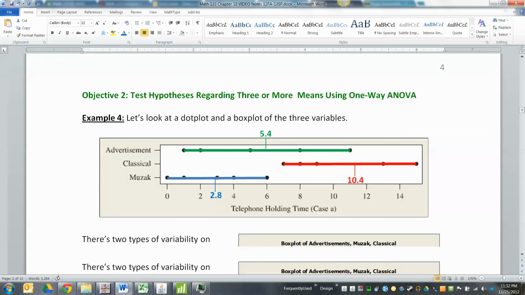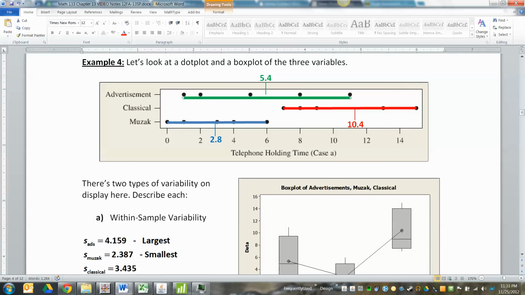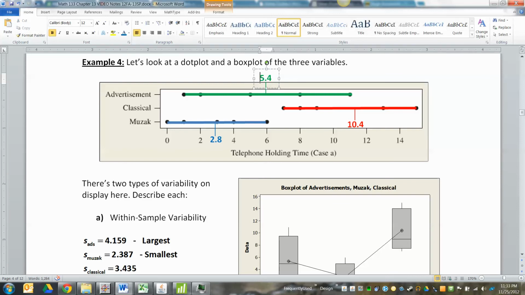All right, now let's look at a dot plot and a box plot of these three variables, so you can kind of see. I covered over the dots. They're still there, but I just wanted you to see something here. So these are the advertisement dots. These are the classical dots. These are the Muzak dots. Now the means are what I'm labeling here. That's center. Remember that center is your mean, your balance point.